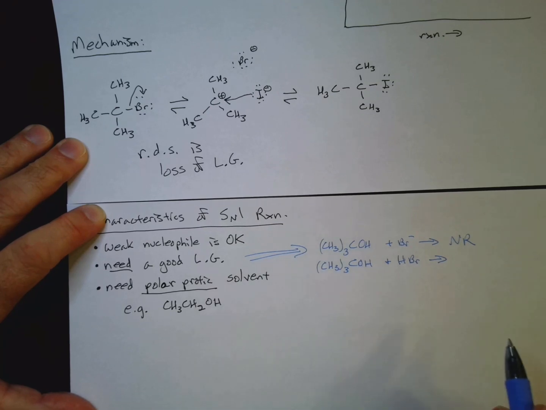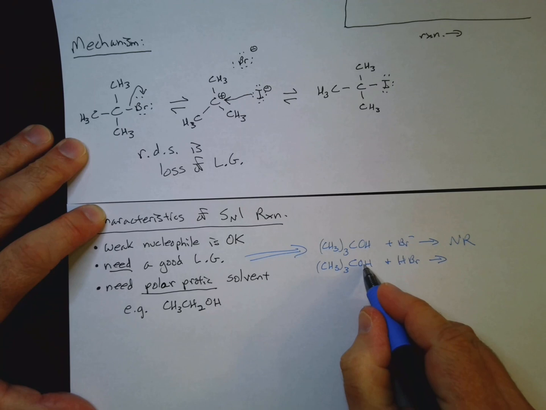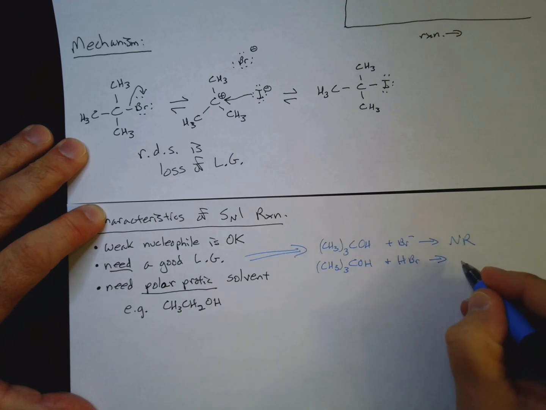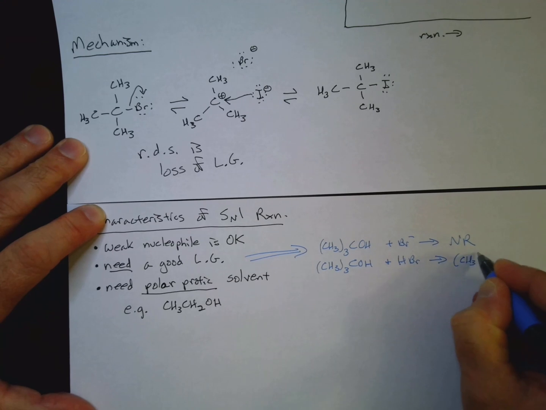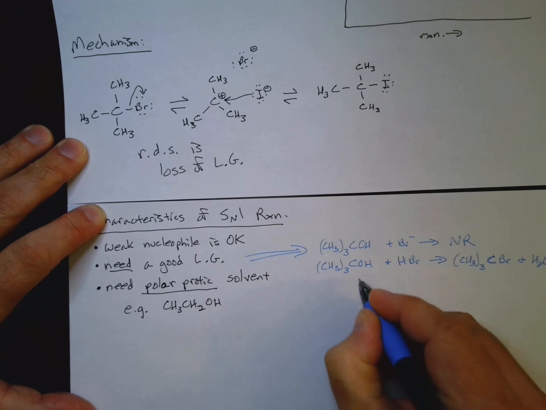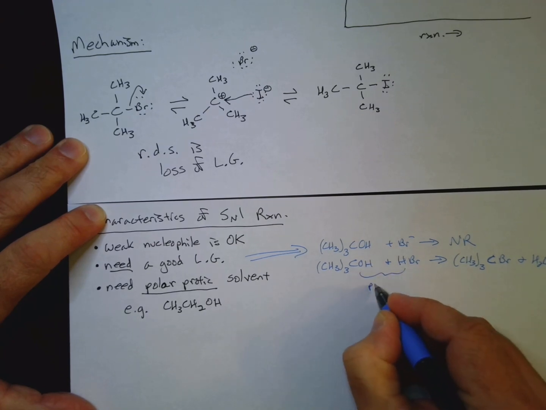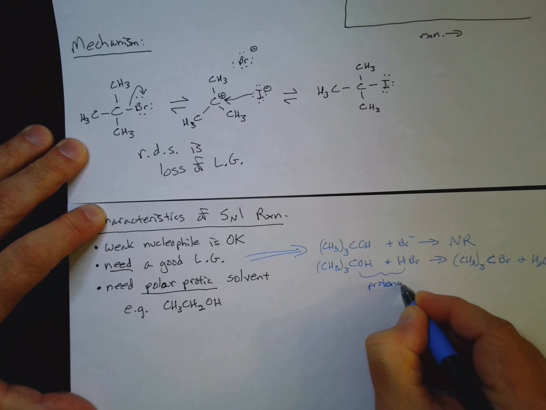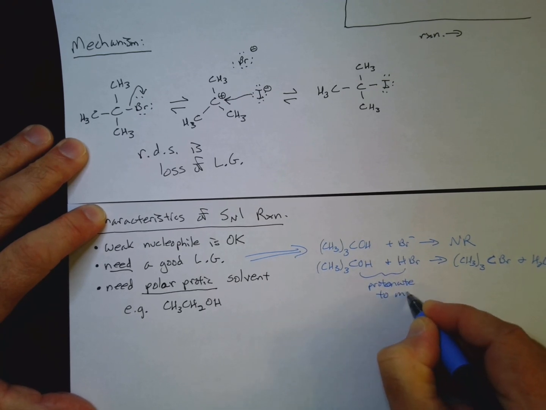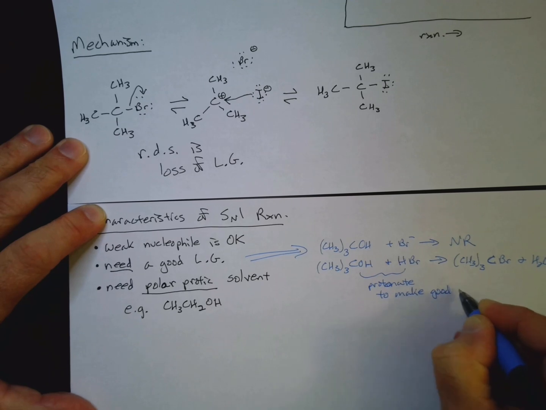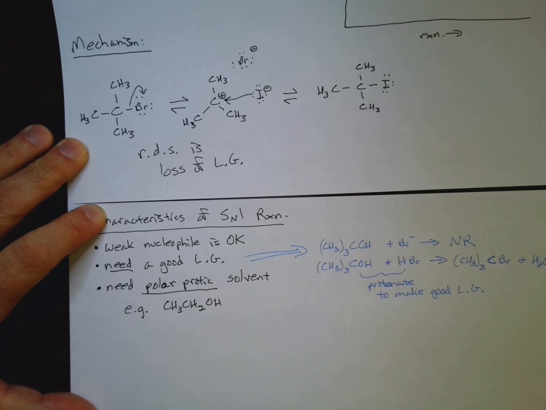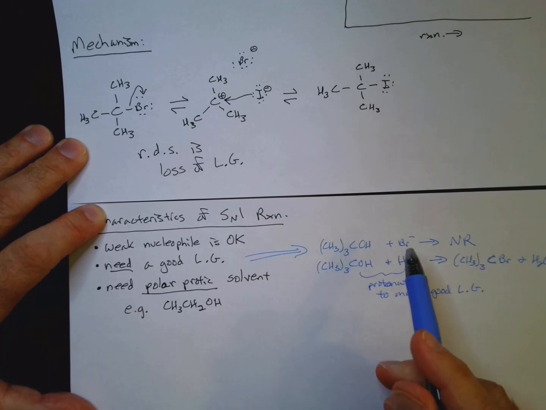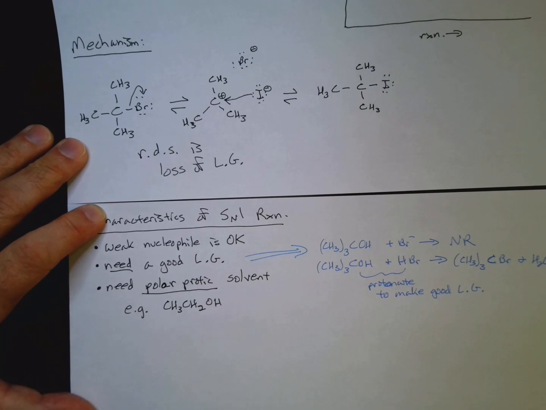And we saw that in the last lecture, looking at leaving groups for SN2 reactions. So we could protonate to make a good leaving group, and that will now give us (CH3)3CBr plus H2O. So we'll say here protonate to make good leaving group. All right, so that we can get around having a poor leaving group sometimes.